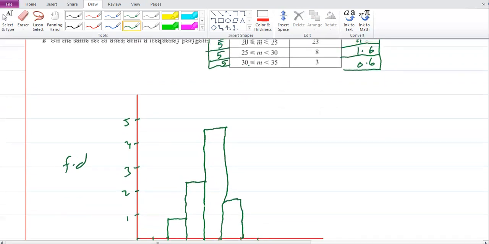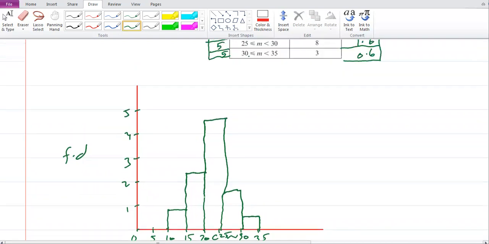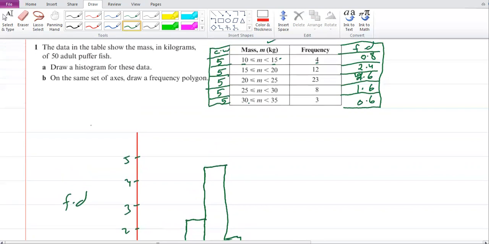And 30 to 35 is 0.6. 0.6 will be most probably here. So this is your histogram. Once you draw your histogram, the next part is saying on the same set of axes, draw a frequency polygon.